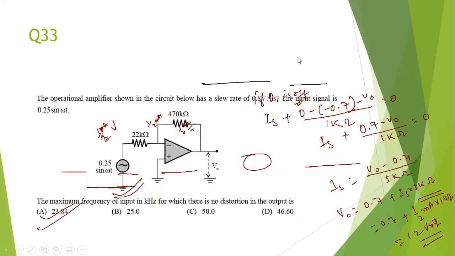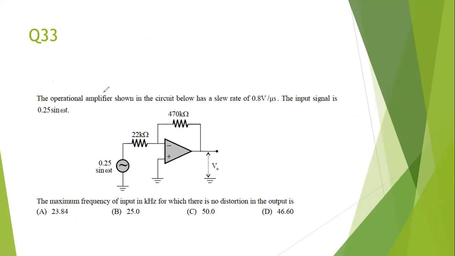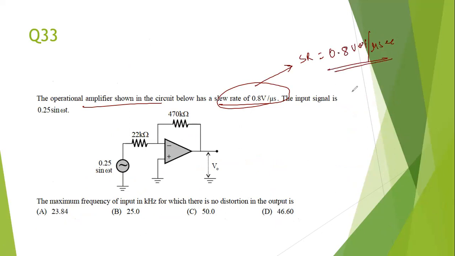The next question is: for the operational amplifier shown in the figure, the slew rate is 0.8 volt per microsecond. The input signal is 0.25 sine omega t. What is the maximum frequency of the input in kilohertz for which there is no distortion in the output? So we have to find that.